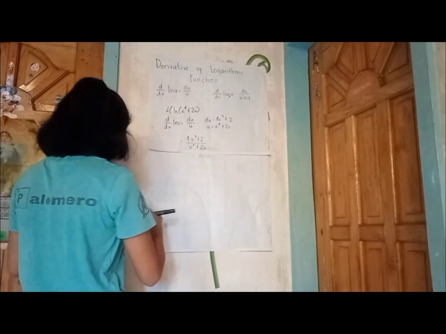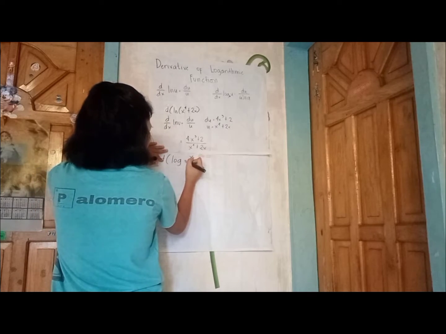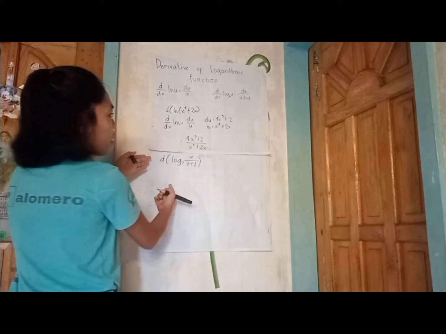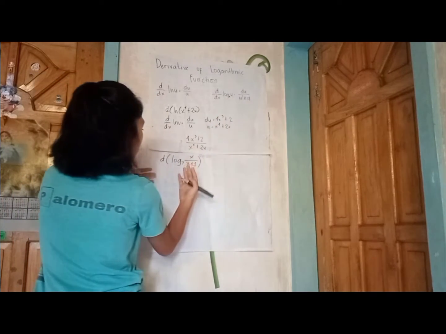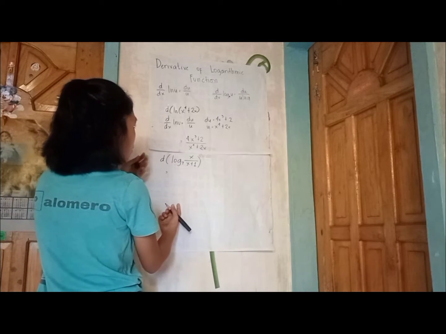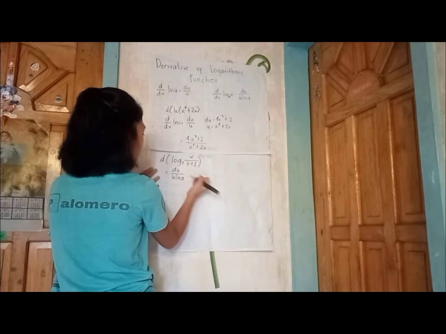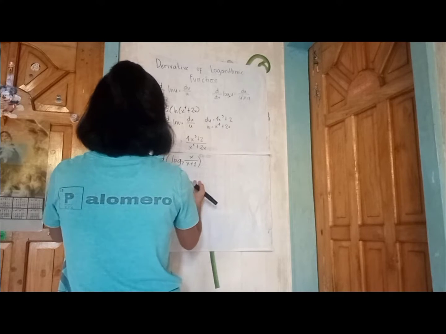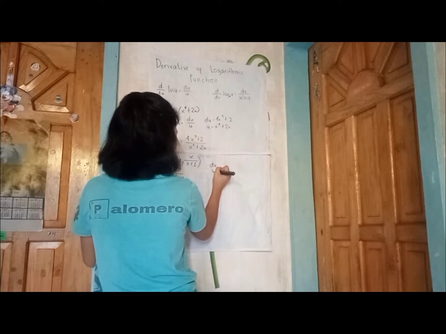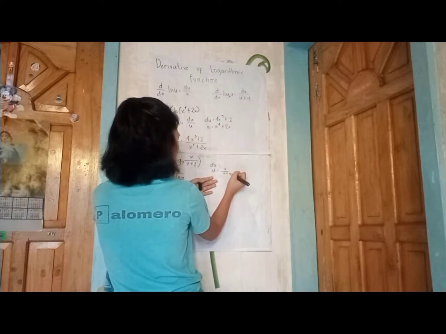Our next example is log of x over x plus 1 with the base 7. So the formula that we are going to use is this one: log u with the base of a is equal to du over u ln a. So our du and u is, our u is x over x plus 1.